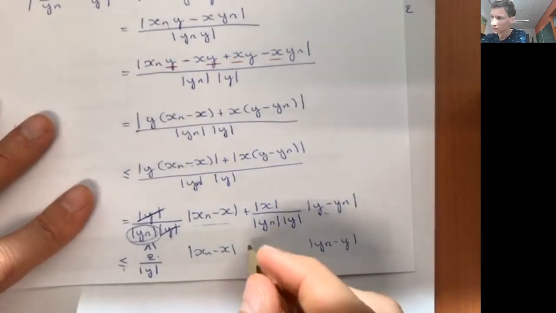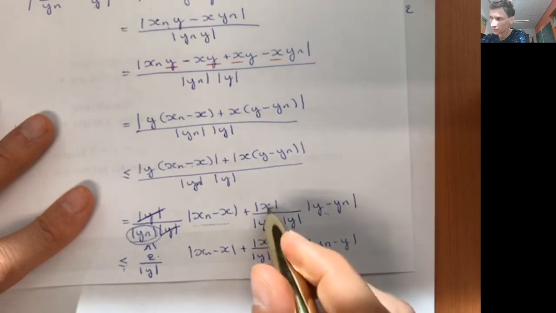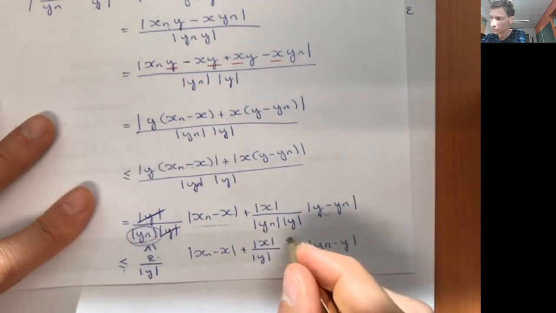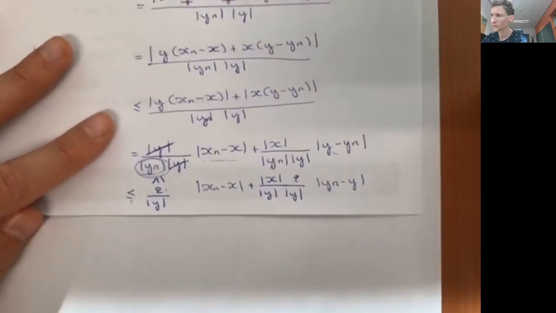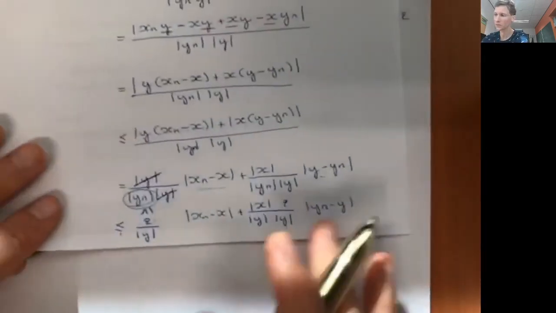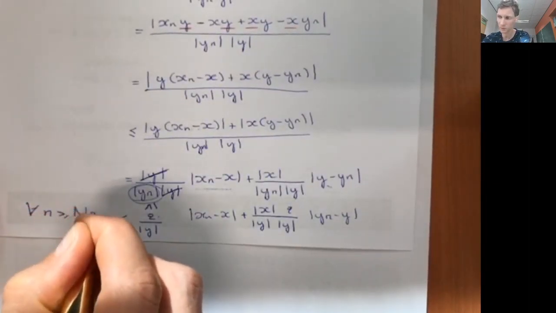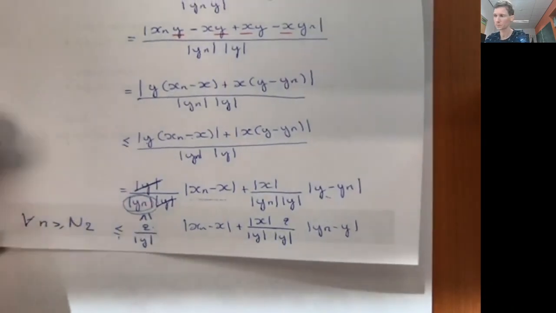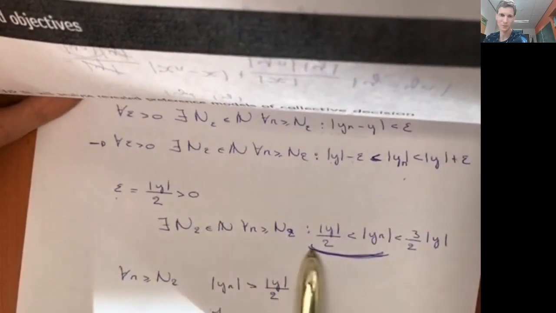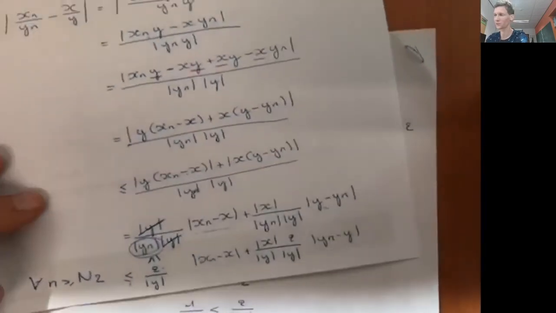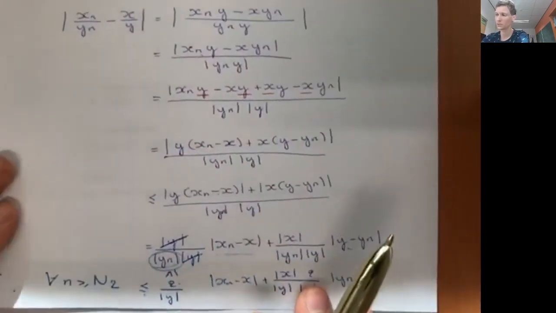Alright, so here we repeat x, we repeat y, and then 1 over the absolute value of yn is smaller or equal to 2 over the absolute value of y. Okay, you see, this is just by substituting here, and this inequality holds for all n greater or equal to this n2. Okay, and here the n2, if you see, the n2 is the one that satisfies this condition. Okay, so we're almost there.